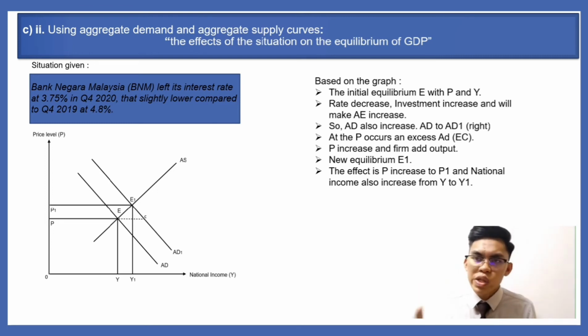So the investment will increase and automatically aggregate expenditure, which is AE, increases. So AD also will increase and the AD curve will shift to the right from AD to AD1. At the price level of P0, there is an excess AD, as you can see, EE1. This will increase the price level and the firms will add output. Therefore, the new equilibrium is reached at E1. So, as a result, the price level increased from P to P1 and national income also increased from Y to Y1. Alright, thank you.